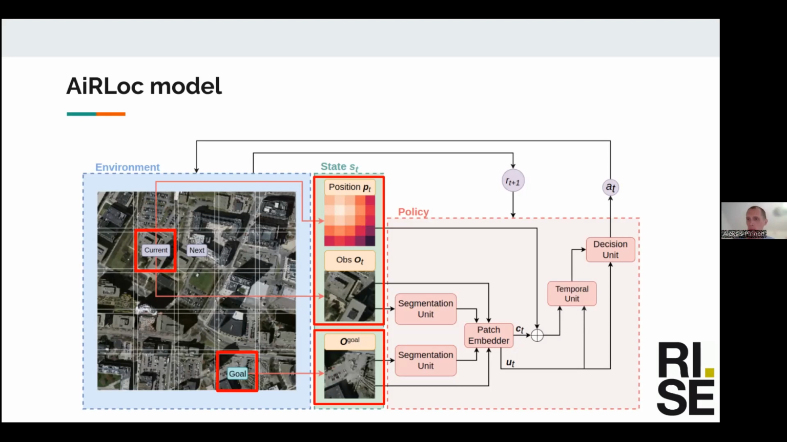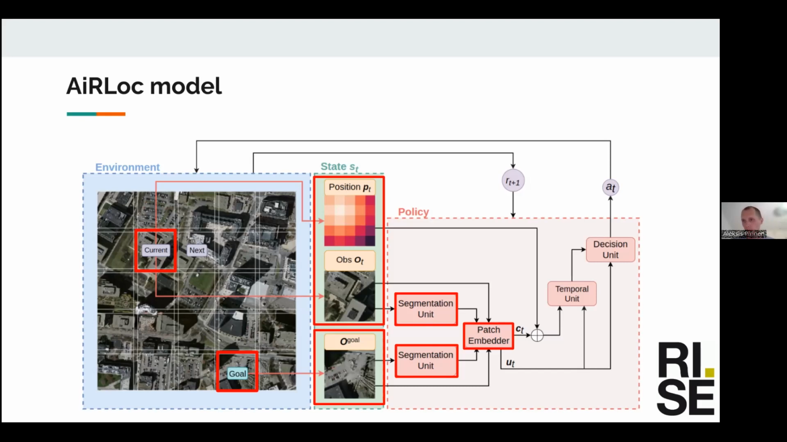We begin in the policy network of the agent by computing some semantic information using a segmentation network. And the output from that network, including the raw observations themselves, are fed to a patch embedder, which I will explain on the next slide. The patch embedder outputs context features, CT, and a so-called exploitation prior UT that I will come back to.